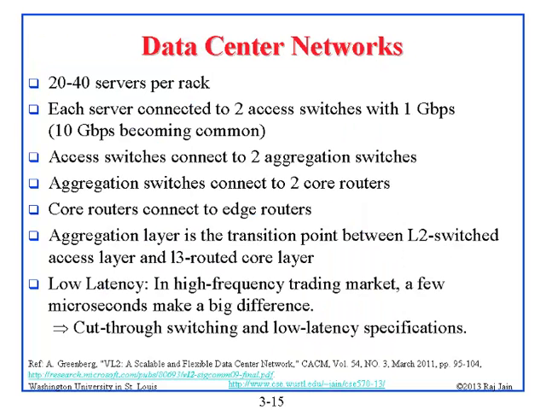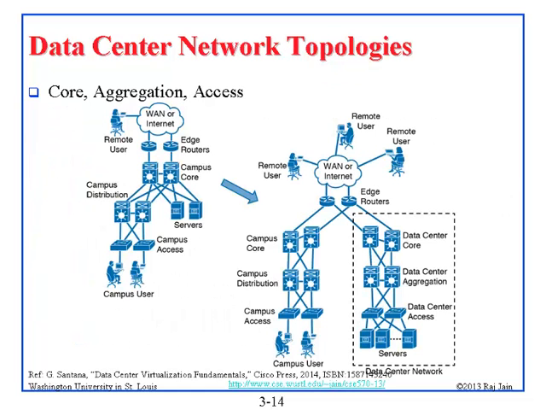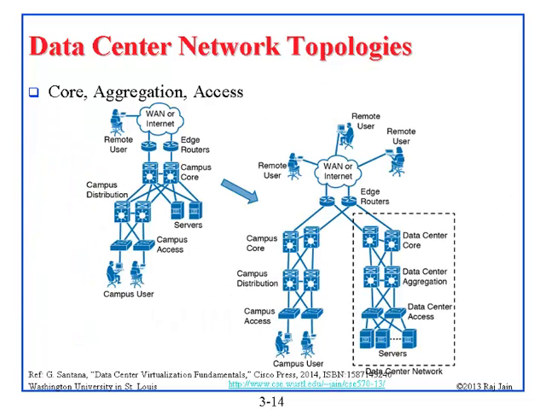And for low latency, high frequency trading markets that we talked about, latency is important, as before. Core routers manage the traffic between the aggregation switches in and out of the data center. All the switches below the aggregation switches form a layer 2 domain, because there is no layer 3 here. This whole thing is one layer 2 domain.